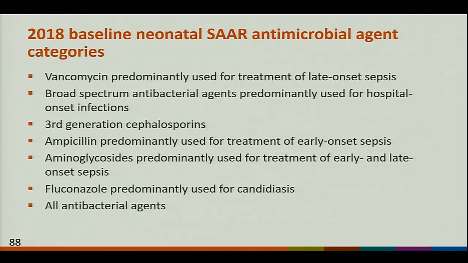Our neonatal SAAR agent categories include a category for vancomycin, predominantly used for treatment of late onset sepsis, a category for broad spectrum antibacterial agents predominantly used for hospital onset infections, third generation cephalosporins, ampicillin predominantly used for treatment of early onset sepsis, aminoglycosides predominantly used for treatment of early and late onset sepsis, fluconazole predominantly used for candidiasis, and finally a category for all antibacterial agents.